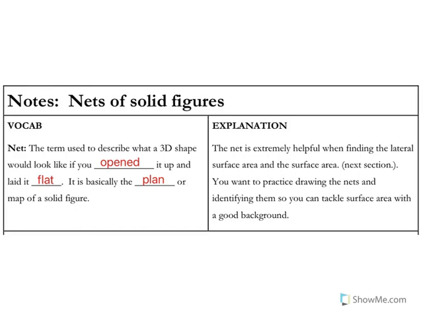So a net is the term used to describe what a 3D shape would look like if you opened it up and laid it flat. It is basically the plan or map of a solid figure. The net is extremely helpful when finding the lateral surface area and the surface area, which is in the next section. Basically because when you stretch it out the way you open it up, you can see every shape, and then you can figure out the area of each of those shapes and then add them together.